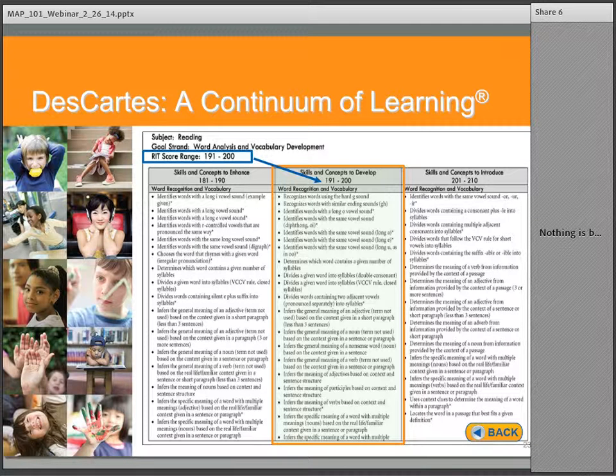Again, remember that these are the indicators that the student is ready for instruction today. And here to the right are the next skills that the student is going to need to know and be able to do. And also to the left of this, at the 181 to 190, this particular student has mastered many or most of these particular skills.